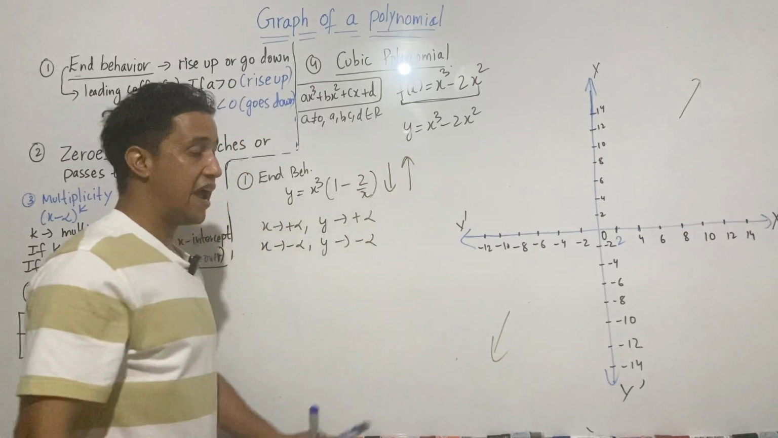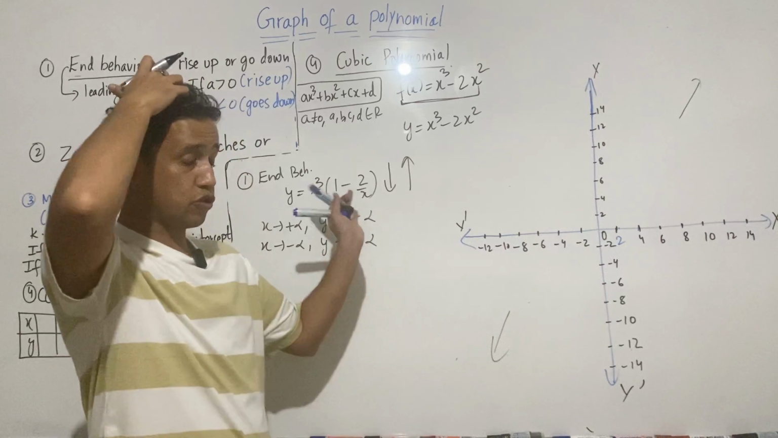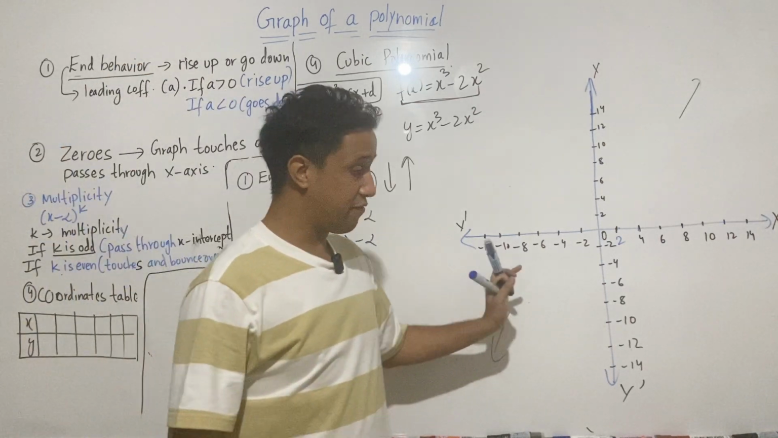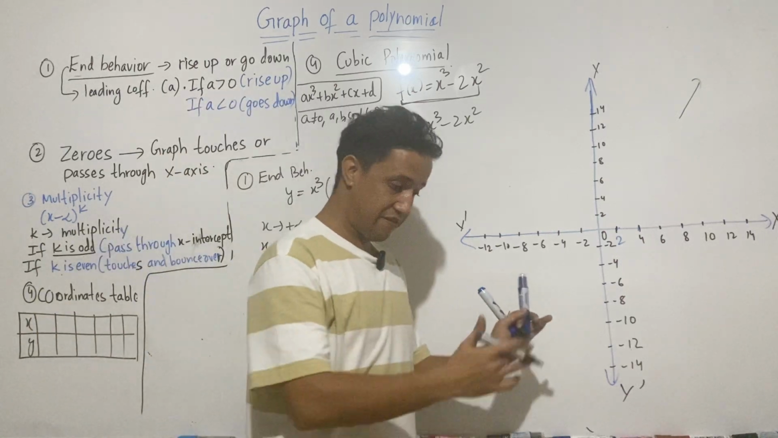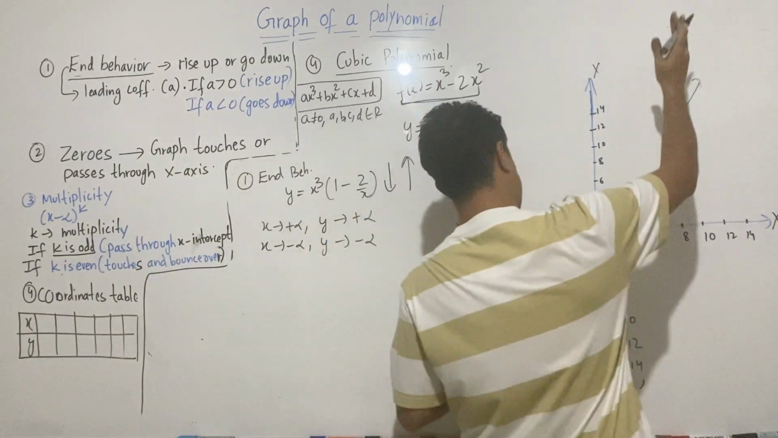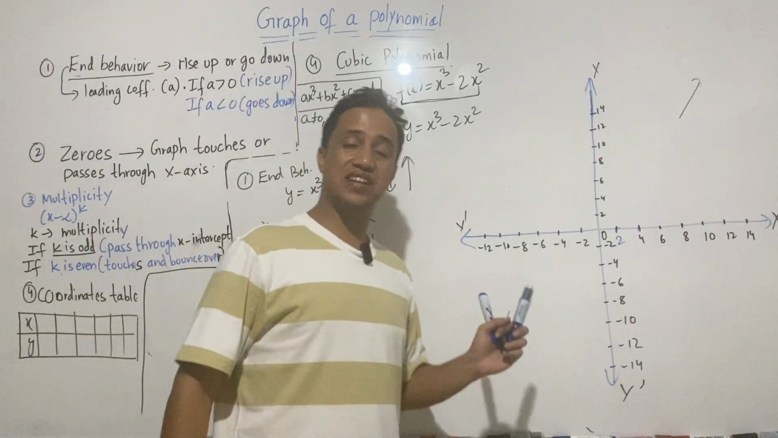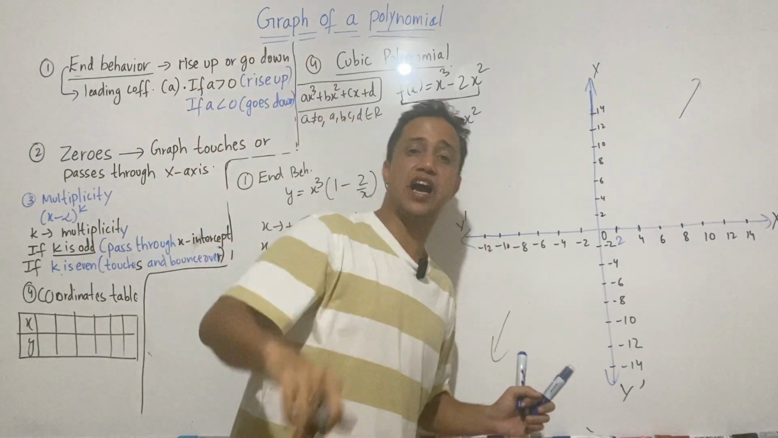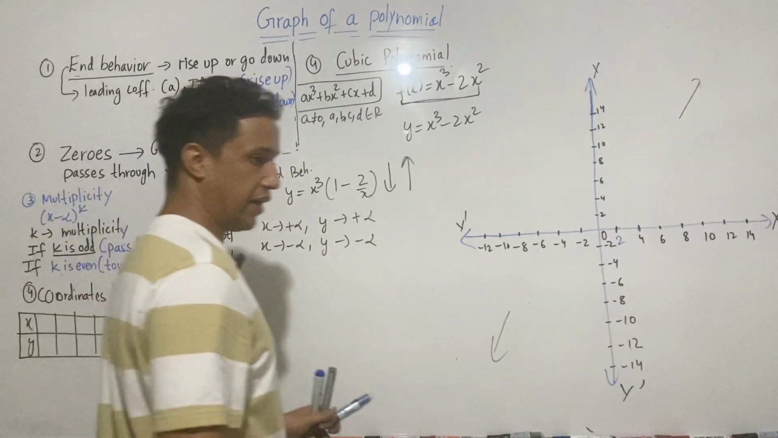So the final end behavior: if a is greater than 0, or a is positive, for a cubic polynomial, then the end behavior is rising up. Understand? Rising up. If a is less than 0, then going down. All right, so step one, we are done.